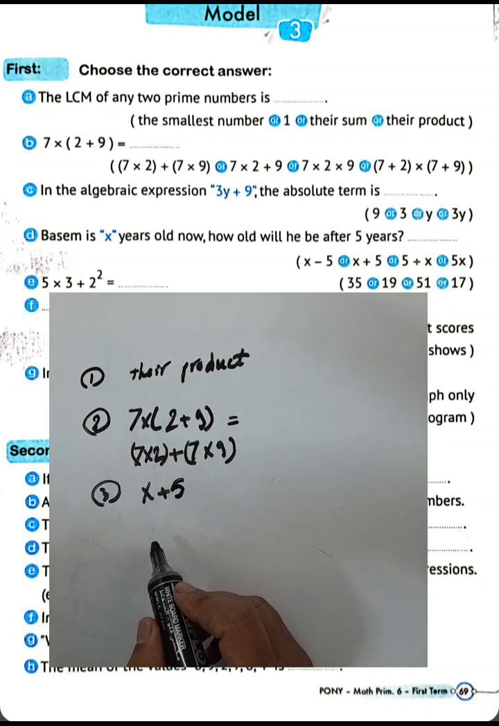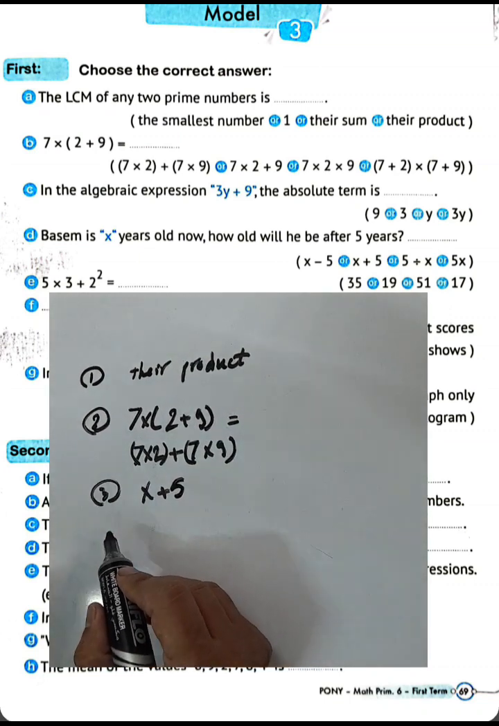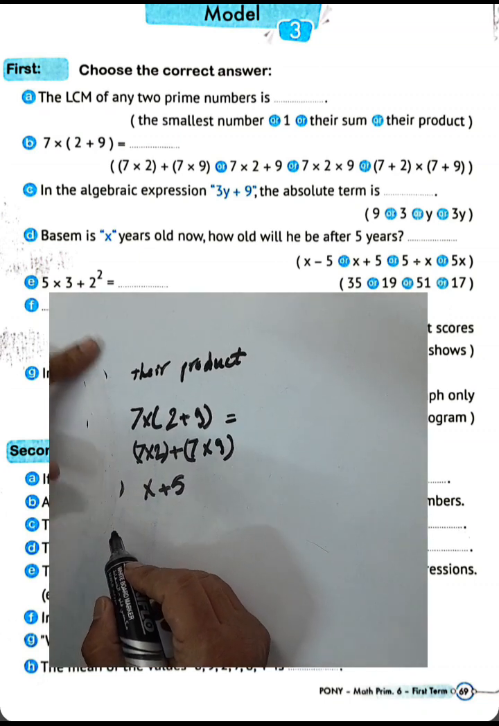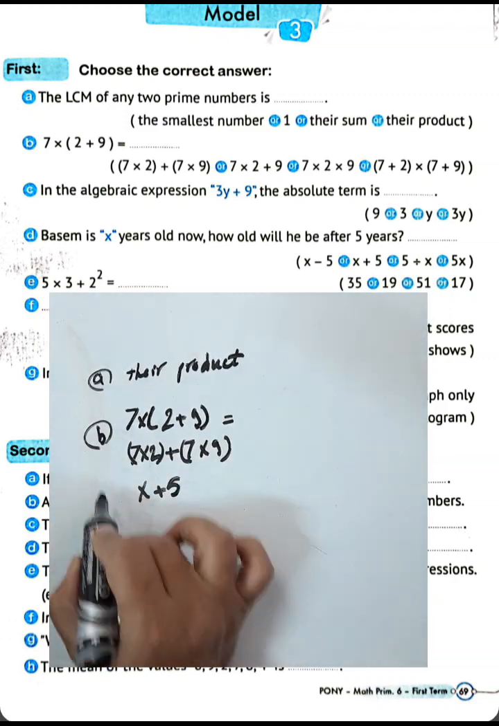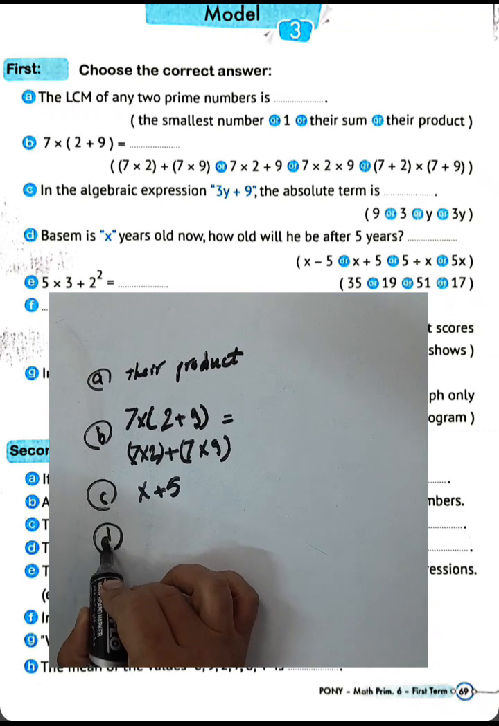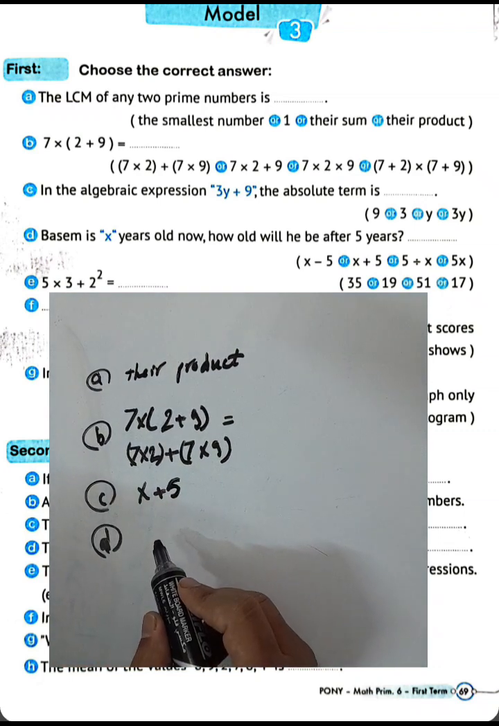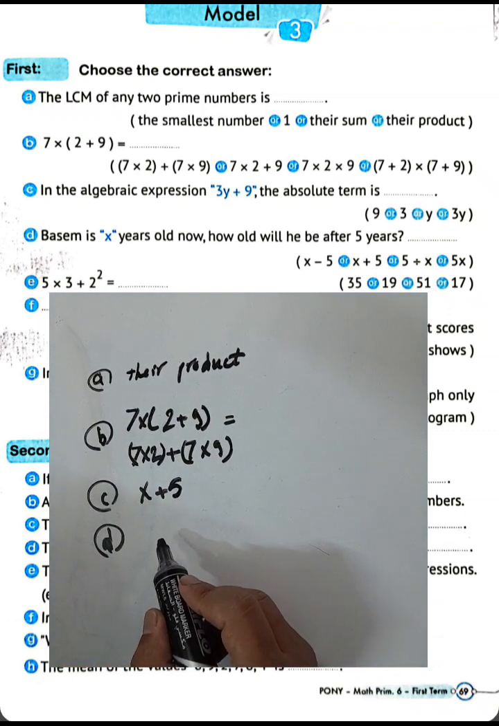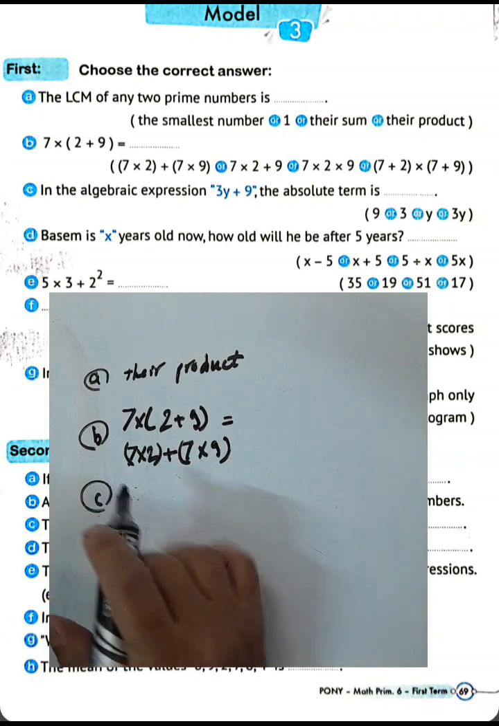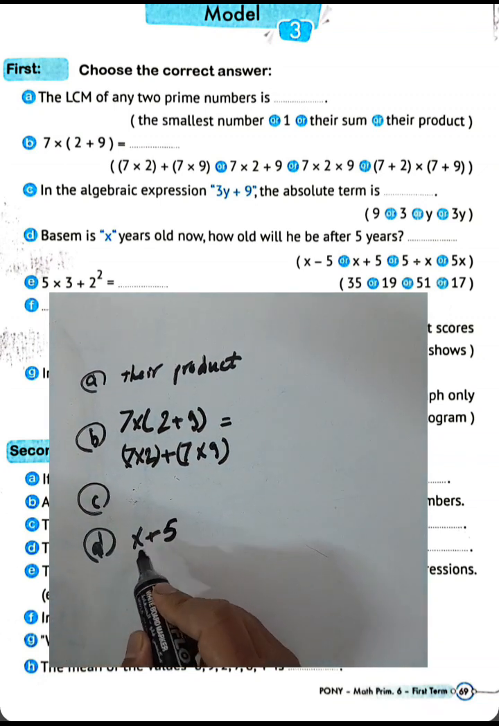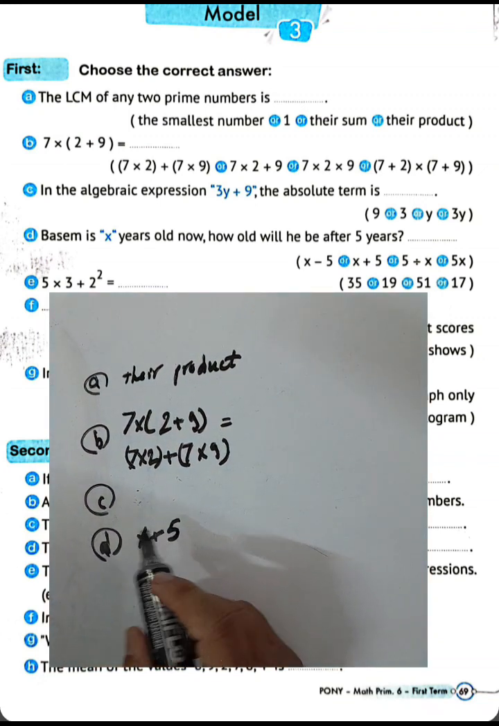Okay, next question. It was question letter A, B, and C. Question letter D. It was X plus 5, letter D, and letter C.